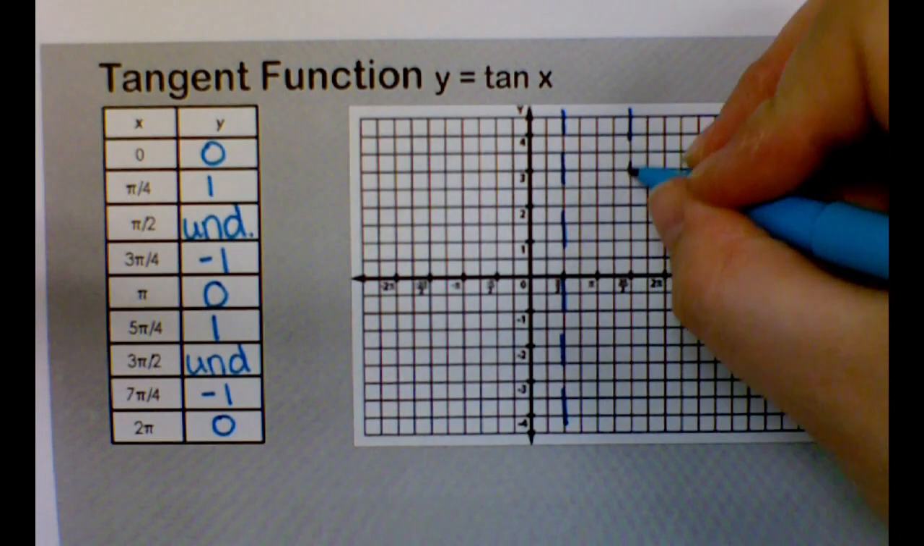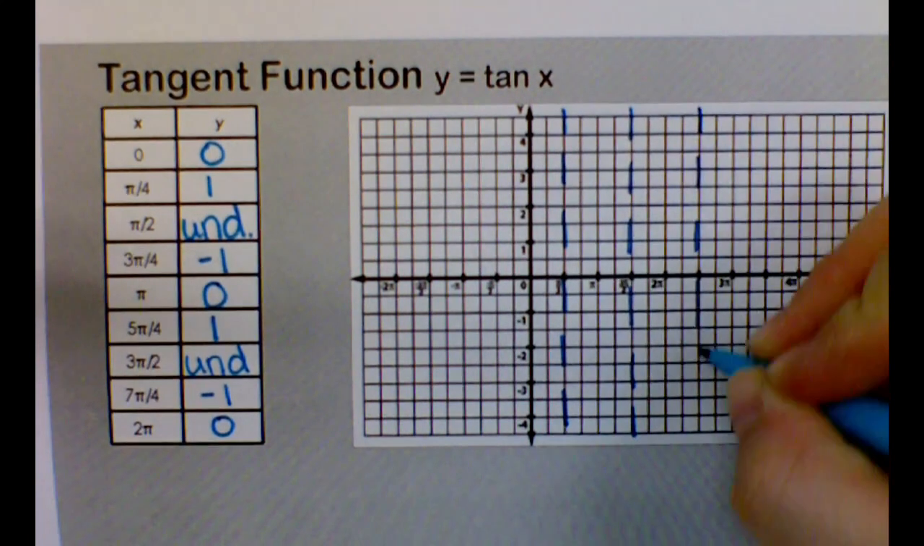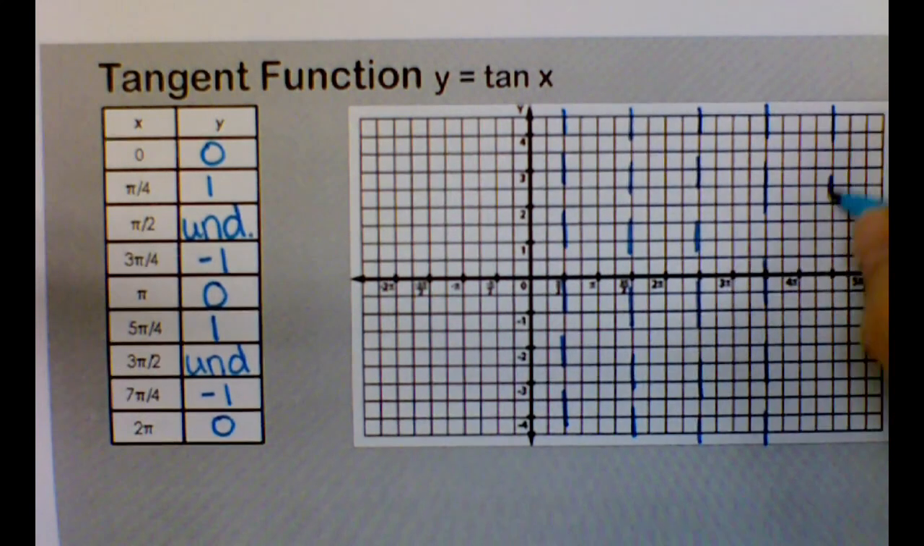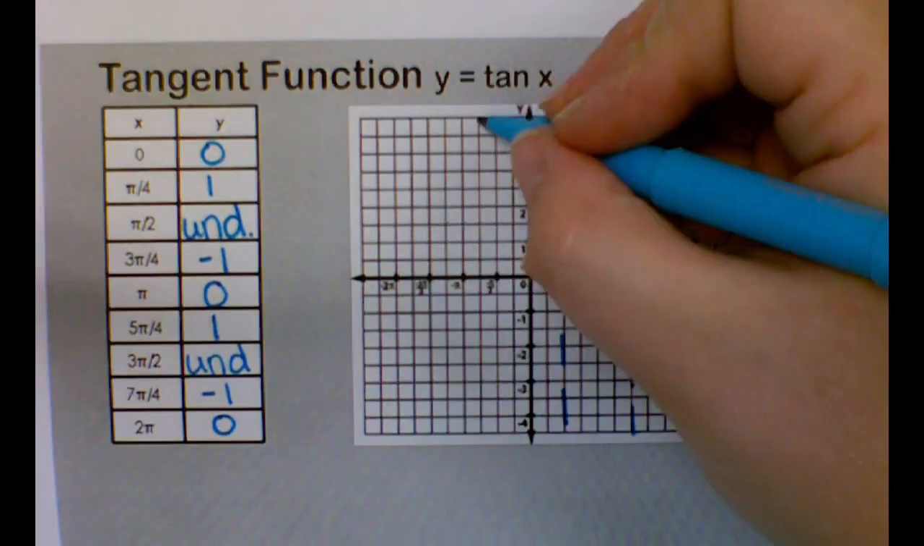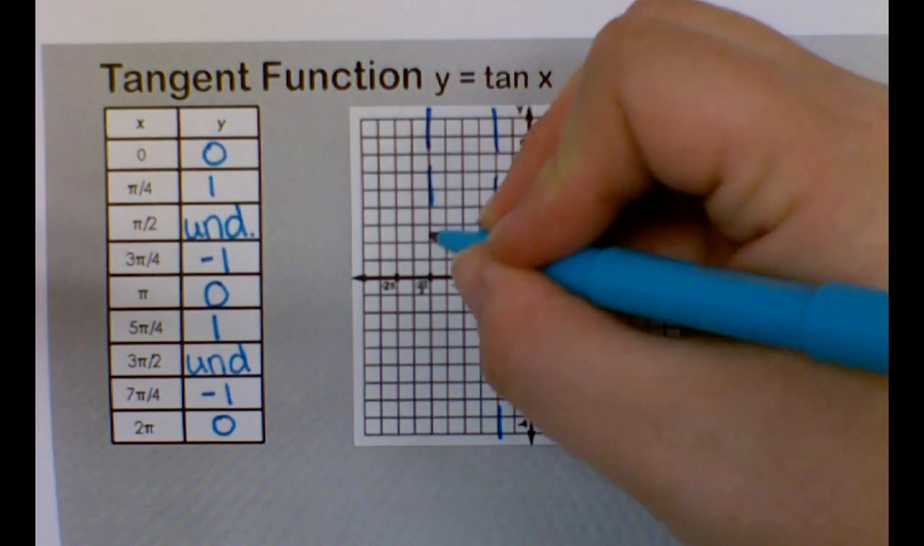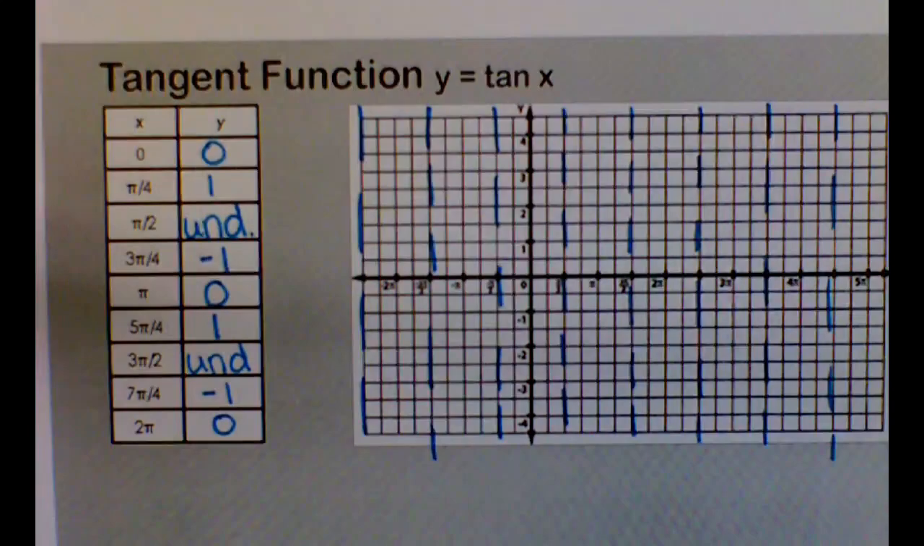So at pi over 2 and 3 pi over 2, we actually have asymptotes. And you can kind of tell by how far apart they are. Every 4 lines on this graph is going to be another asymptote, on the left and right side of the y-axis. Remember that asymptotes are important because you cannot cross them. Vertical asymptotes cannot be crossed, above, below, whatever.